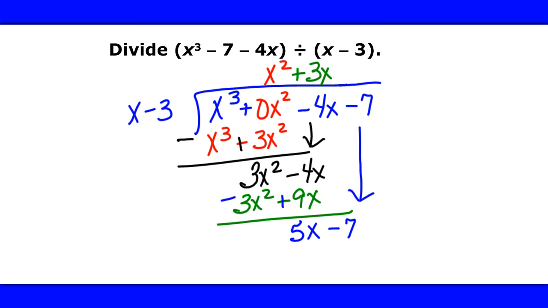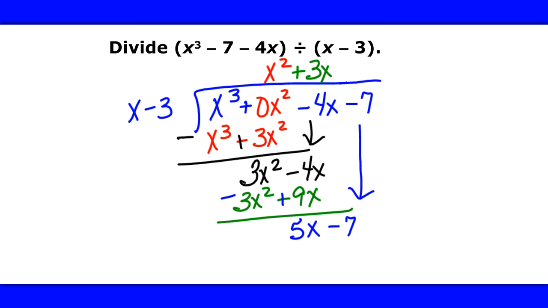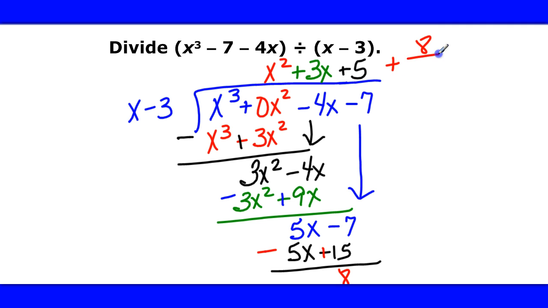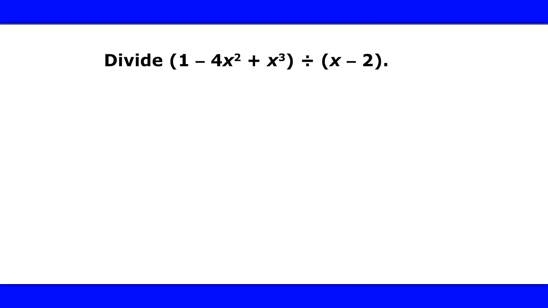Repeat the process. What times x gives me negative 7x? And that is going to be a positive 5. So 5 times x is 5x. 5 times negative 3 is negative 15. Subtract these, and I end up with 8. So my remainder is positive 8 over my divisor, x minus 3. Okay, go ahead and try this.